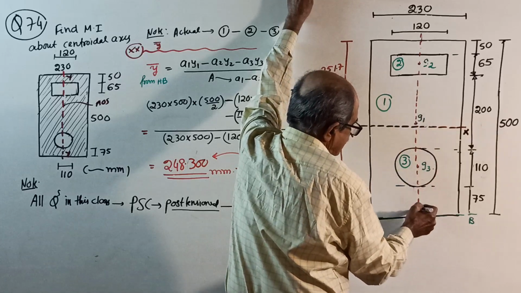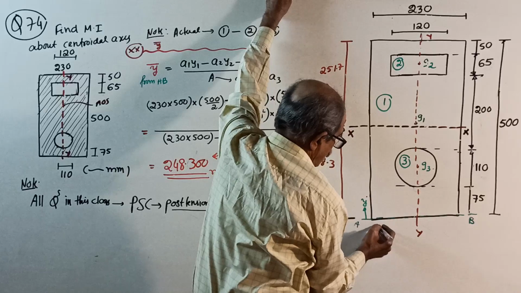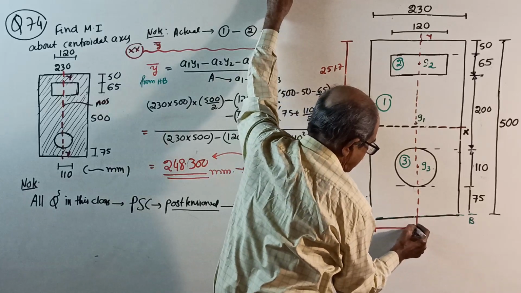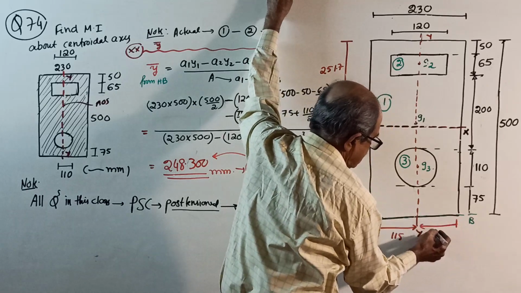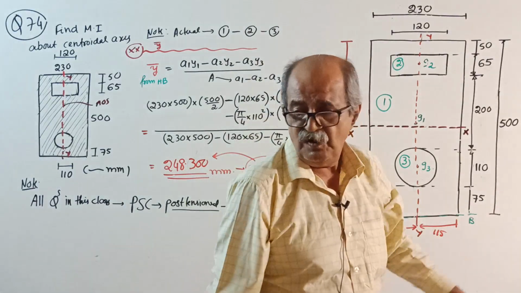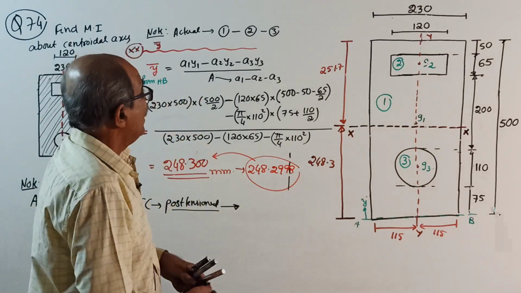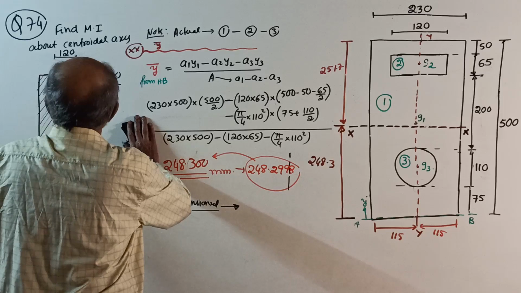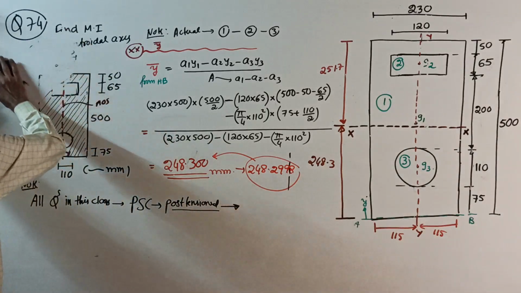See, this is your yy. So directly, if it is 230, yy will be at 230 by 2 is 115. From here also, 115. Okay. This is the cross section of the PSC used for a PSC beam, and we want to know I about xx and I about yy. This all I will remove now. Next, okay, 74. I will make a note.